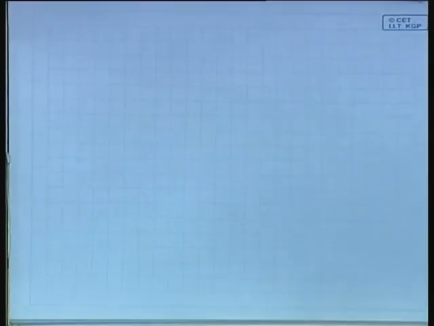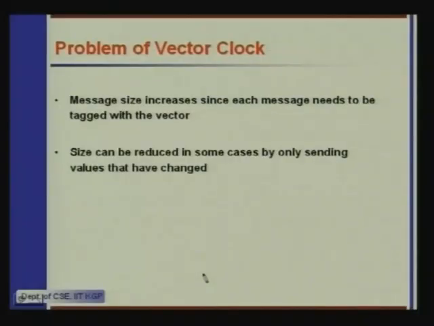Okay, just before we go into that, let us just look at some issues with the vector clock. The problem with vector clocks is that message size increases, since each message needs to be tagged with the vector, and the size can be reduced in some cases by only sending values that have changed.